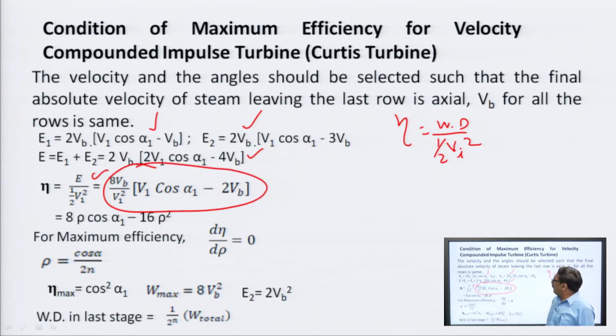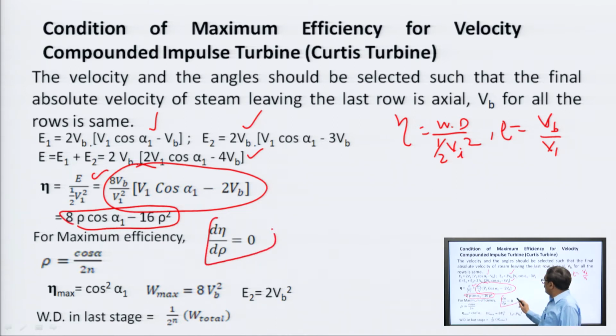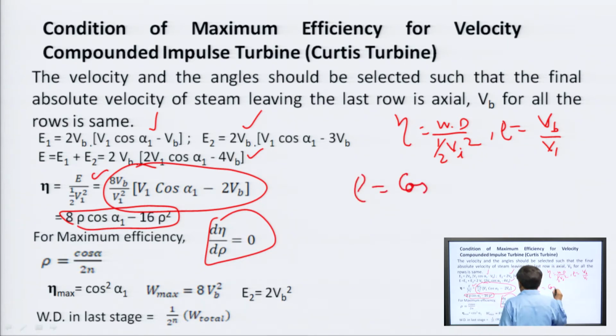And for the maximum efficiency, what is going to be there, or here what is the rho, the blade speed ratio? It is nothing but the blade velocity divided by V1, that is going to be rho. Put it here, it is going to be 8 rho cos alpha 1 minus 16 rho square. For maximum efficiency, put it equal to 0. You will find that for a two stage turbine maximum efficiency comes at rho equal to cos alpha by 4, and the value of maximum efficiency when we put it in this equation is going to be cos square alpha.